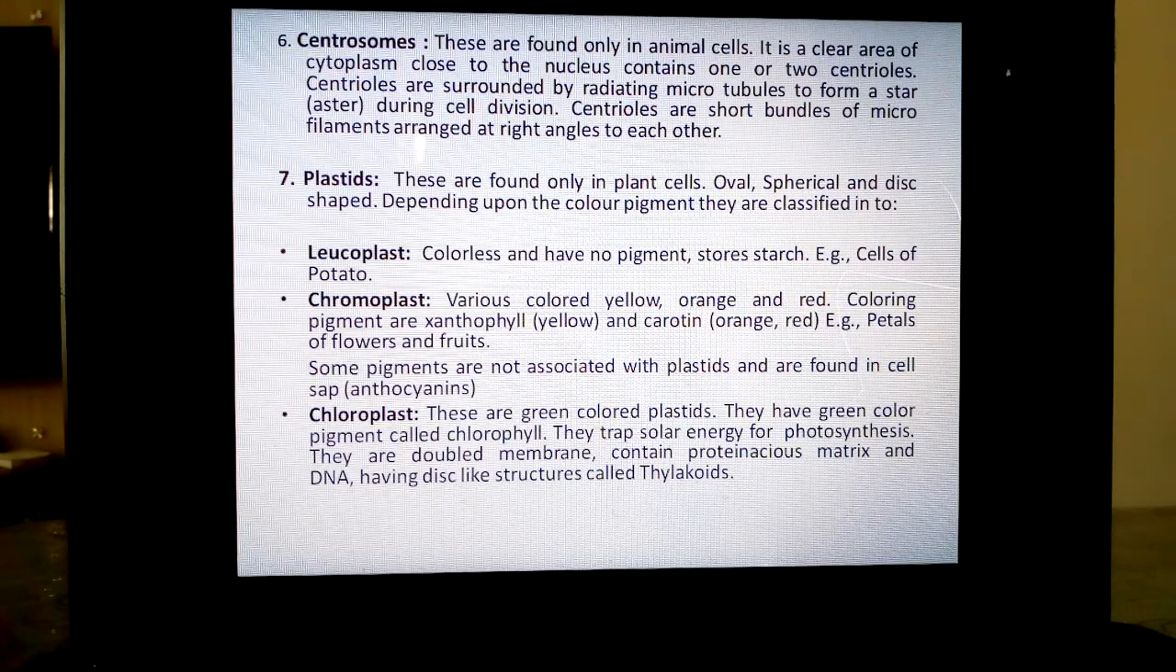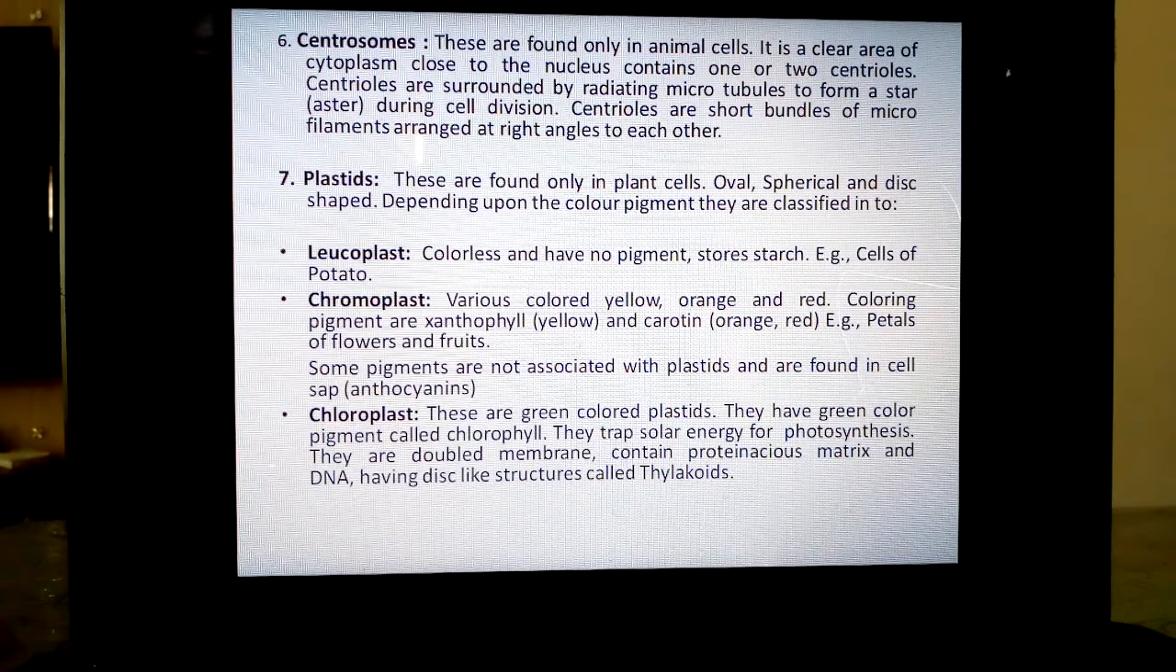Coloring pigments are present, and these pigments are xanthophylls if they are yellow in color, carotenes if they are orange or red in color. Petals of flowers and fruits. Papaya you take, mango, they are all made up of xanthophylls. Got it? Oranges, carrots, and beetroot are all made up of carotenes. And some pigments are not associated with plastids and they are found in cell sap.